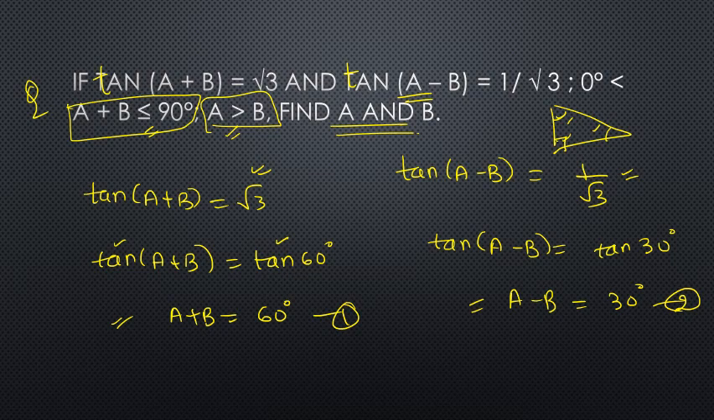And A is greater than B just so that these two angles are not equal. You cannot say 45, 45. One angle is greater: A is greater than B. Okay. So don't think about these conditions too much. Just find out the values of A and B.